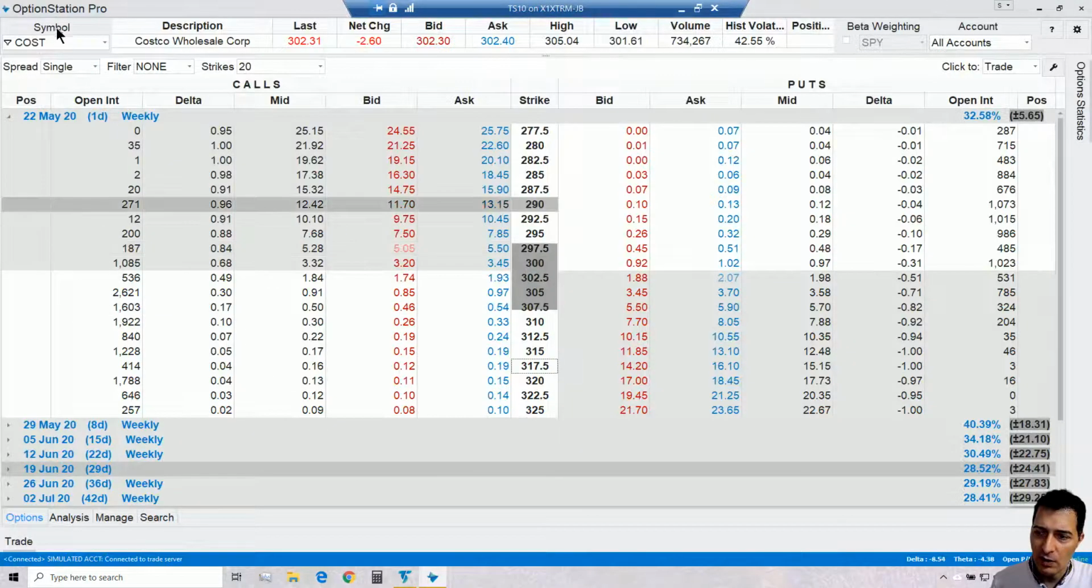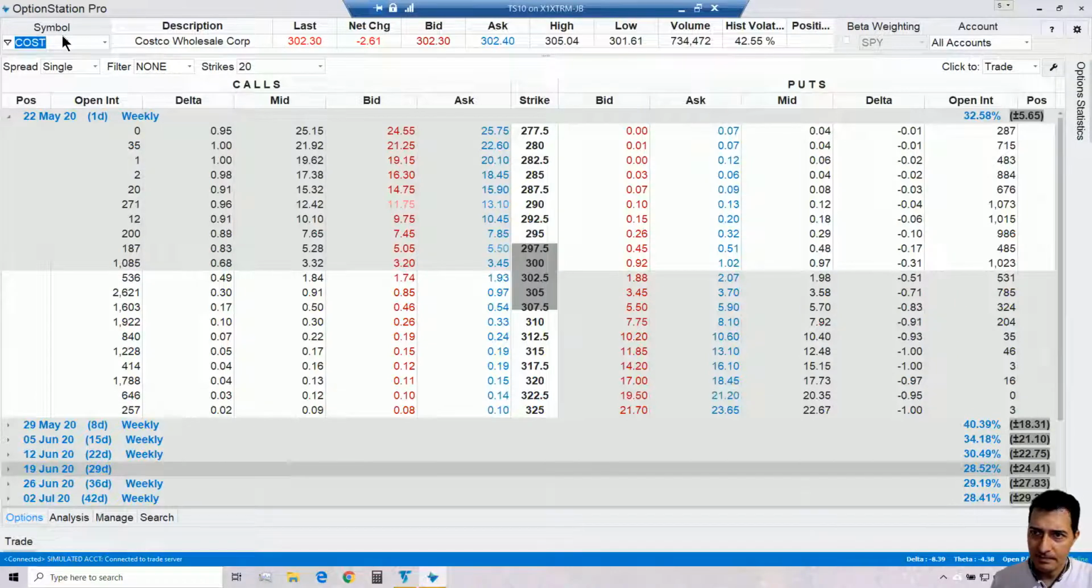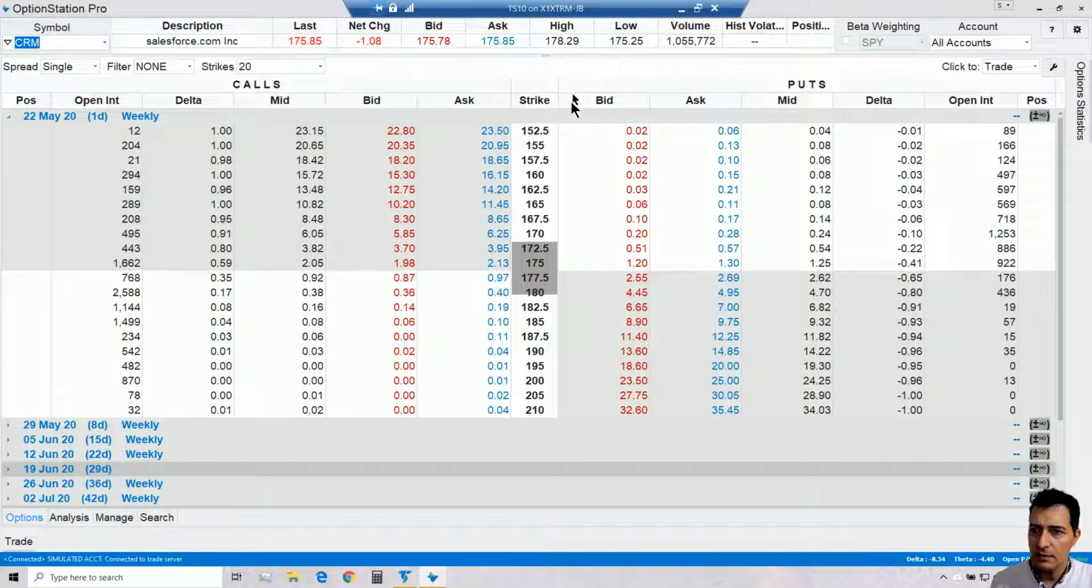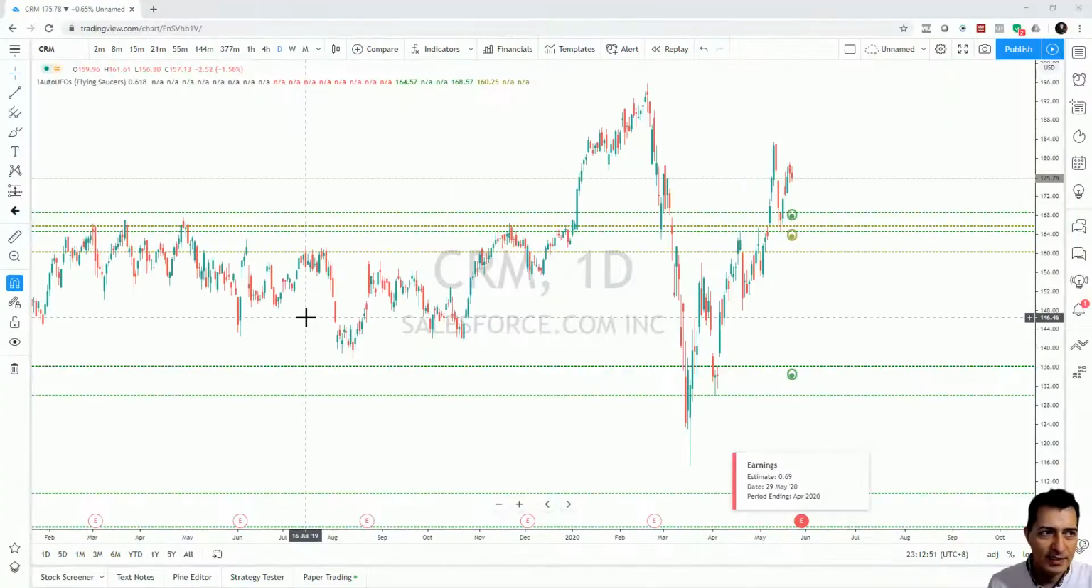So let's see what's available for that stock. CRM. Looking at the 184, probably it's going to be 185. Let's see what's available. 185. Look at that, we are only getting paid 8 cents. So yeah, not working. Not enough premium for the trade to be taken. I thought this one could work.